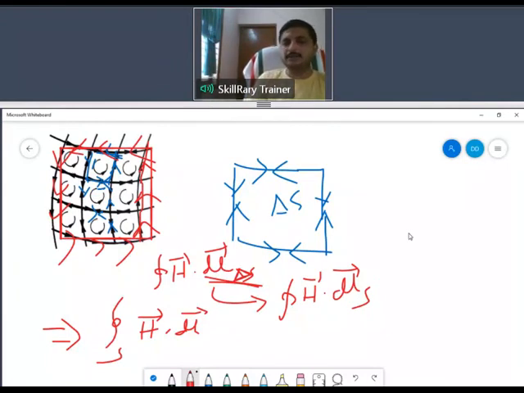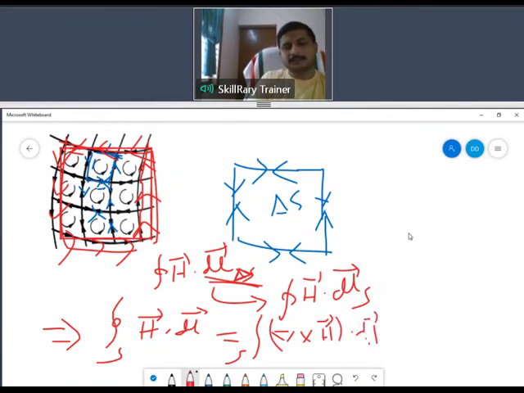So H dot dl over delta S now becomes a surface integral H dot dl, and in curl of H dot delta S, the delta S will become the differential surface dS, because when we are integrating, the delta S is now a single S, but I have to integrate it over the total surface because the surface area is not known to me. So the other side of the equation becomes the surface integral of curl of H dot dS.